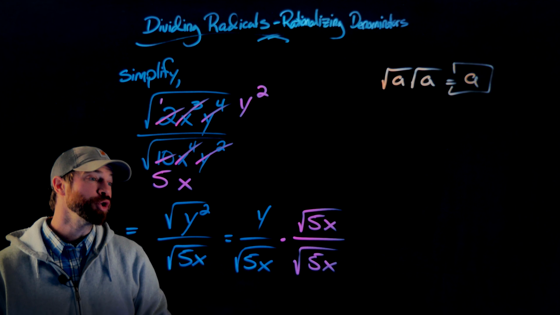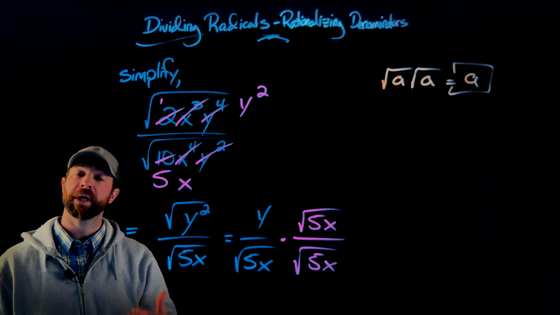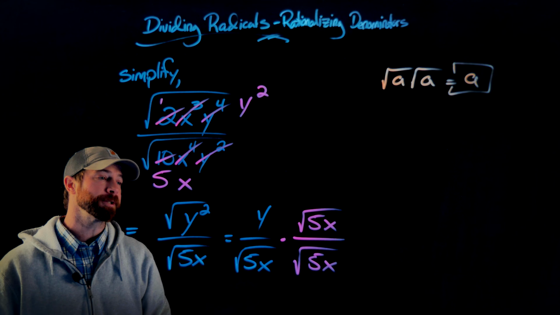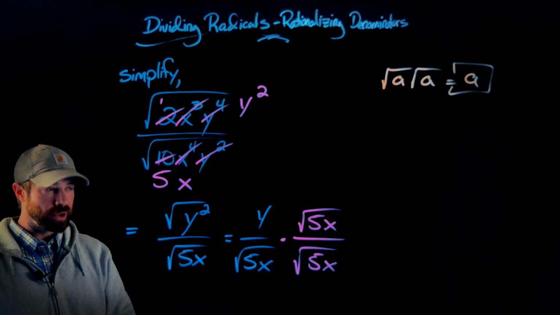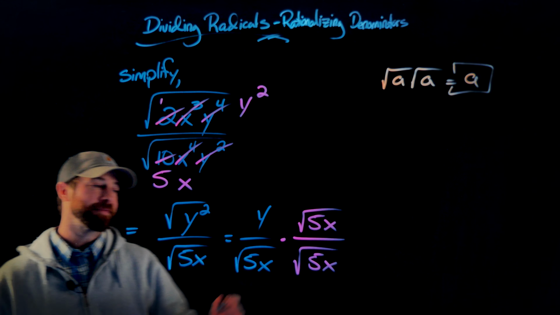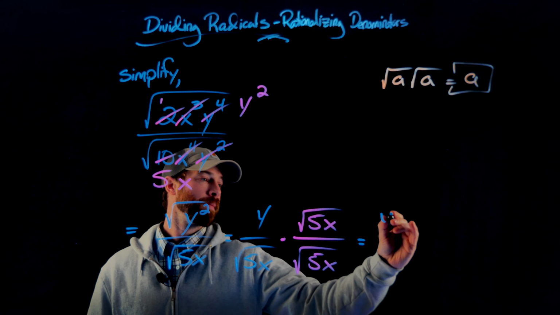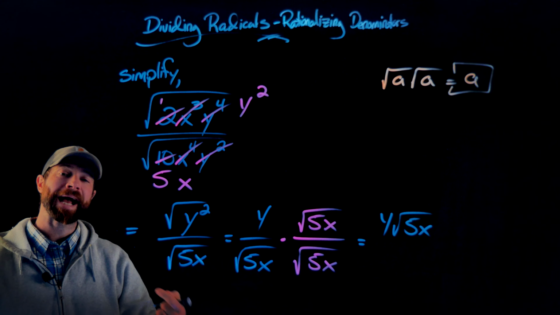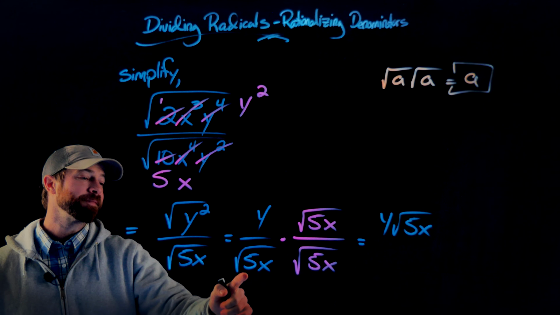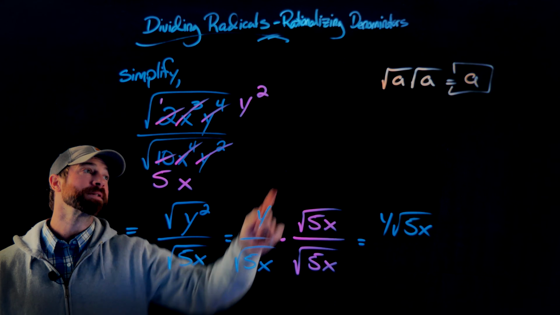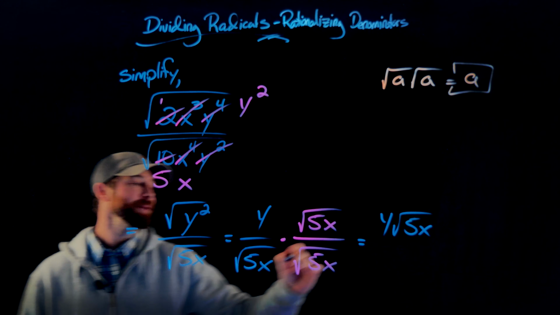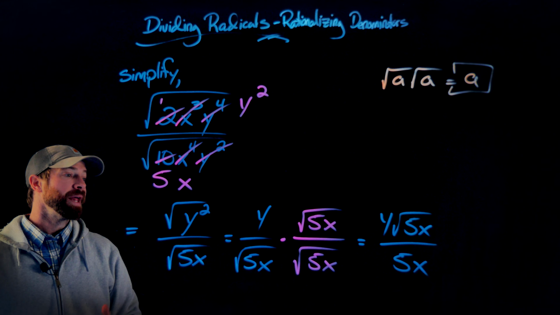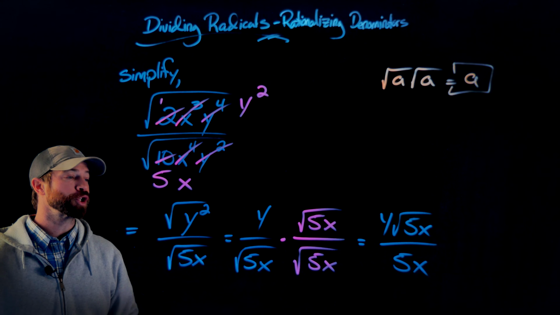Again, I'm allowed to do this as long as I multiply the numerator and the denominator by the same thing. I'm always allowed to do that with fractions or rational expressions. What I get in the numerator is y times the square root of 5x. But the important thing is what happens in the denominator. The square root of 5x times the square root of 5x, per the rule we talked about previously, will just give me 5x.